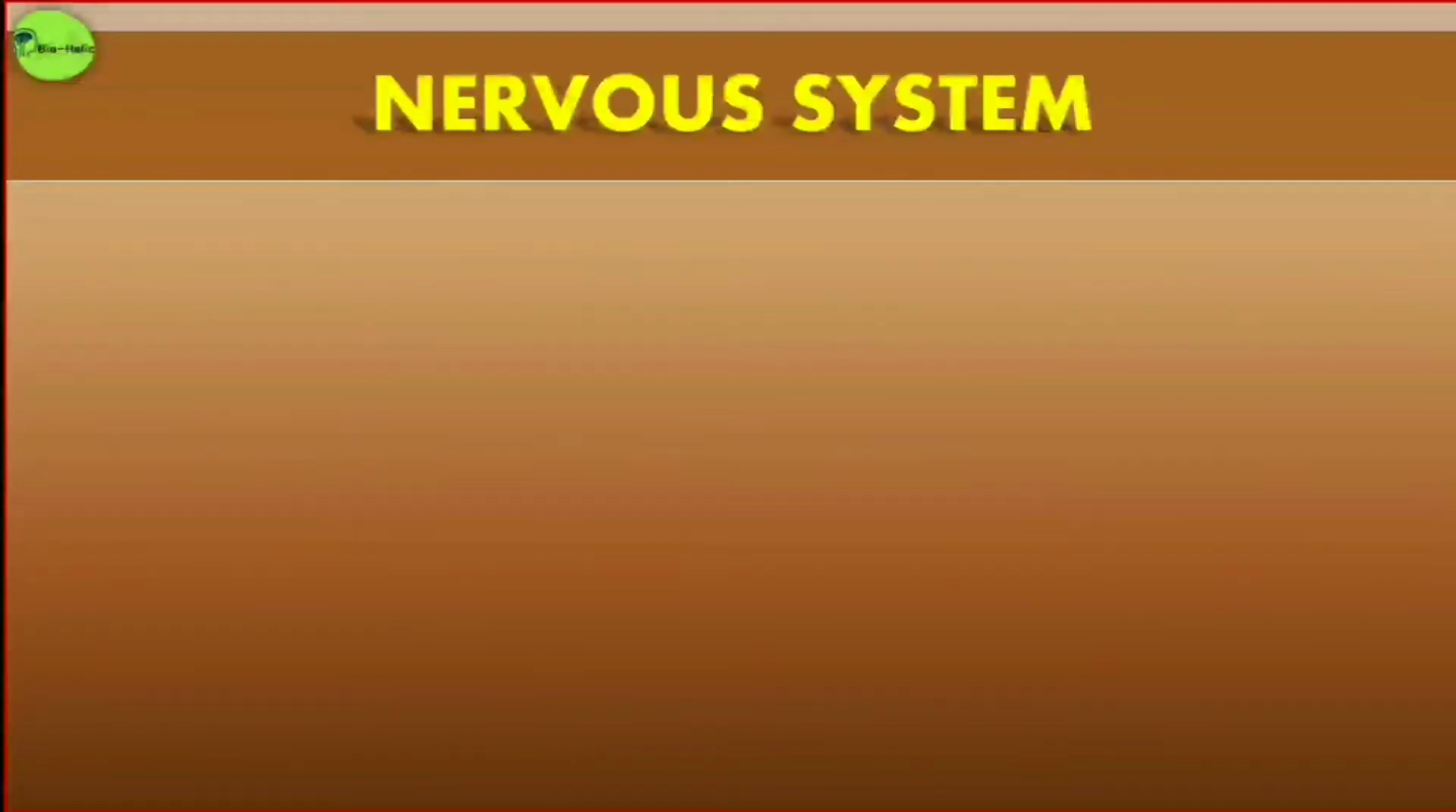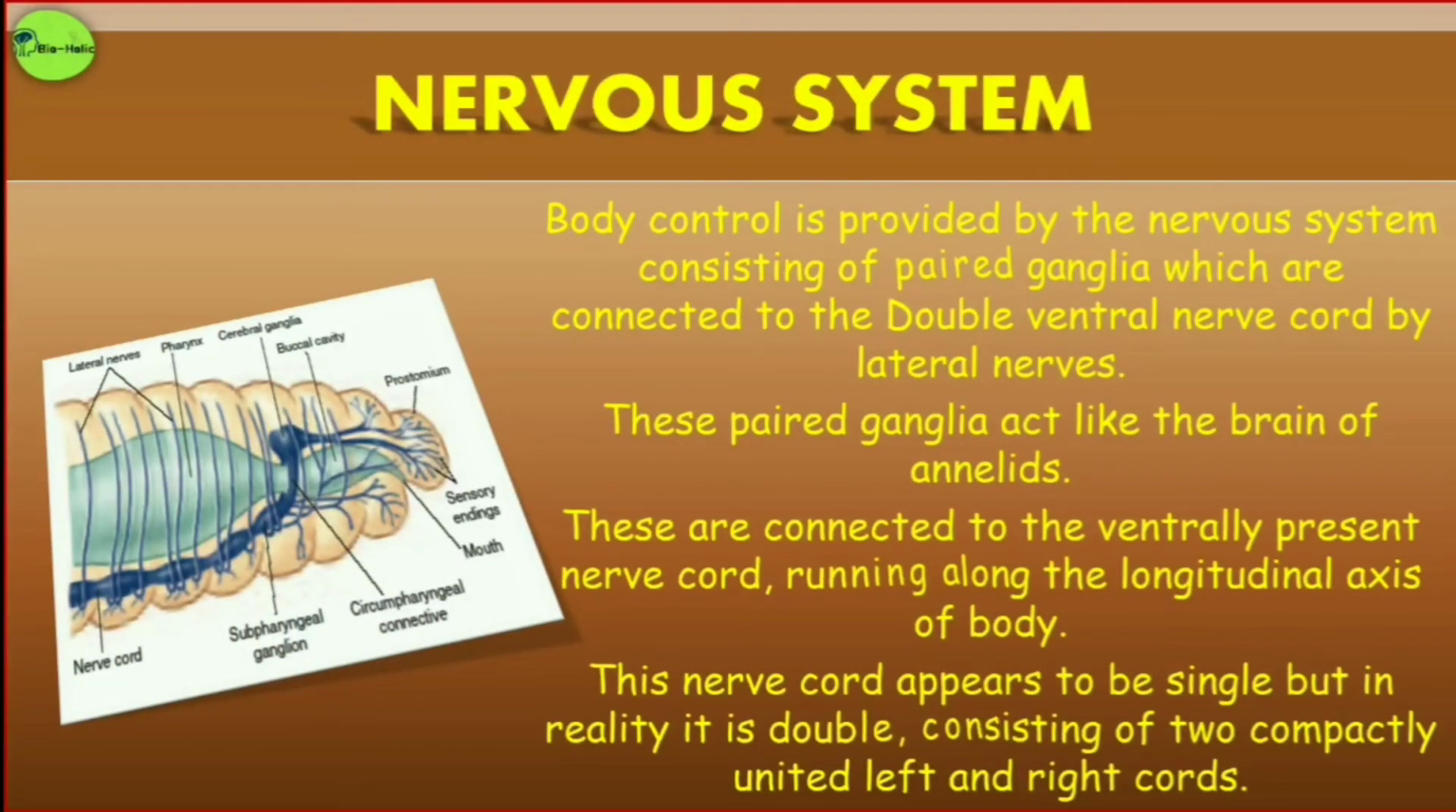Now the nervous system in annelids. The body control is provided by their nervous system, which consists of paired ganglia, which are connected to the double ventral nerve cord by the lateral nerves. And these paired ganglia act like the brain of annelida. And these are connected to the ventrally present nerve cord running along the longitudinal axis of the body. And this nerve cord appears to be single, but in reality it is double, consisting of two compactly united right and left nerve cords. Okay.